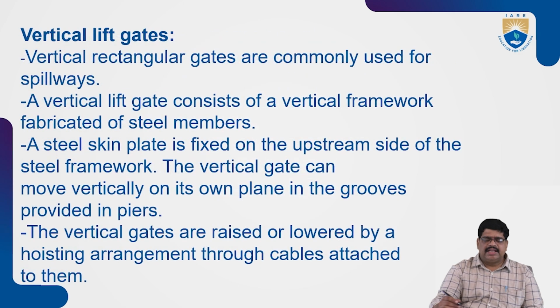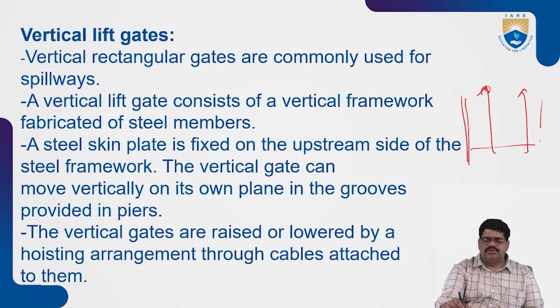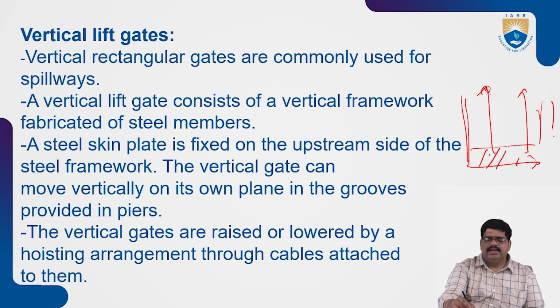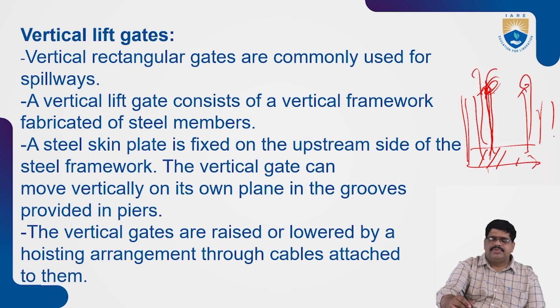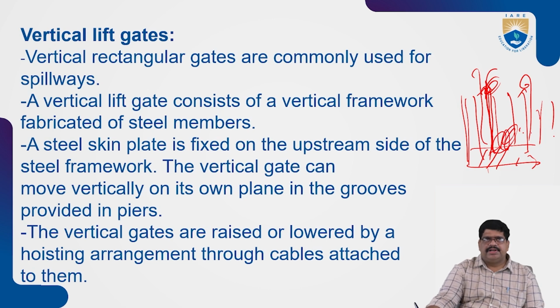In the vertical gate, it can be operated from the topmost level by using a rope or any other means. The grooves can be provided as I showed previously. The gates will be provided here, and they can be moved upward by manually operating the lift. The gates can be lifted. The water can be released here, and again it can be closed. What happens? The water can be stored. So this is the very important use of the vertical gates.